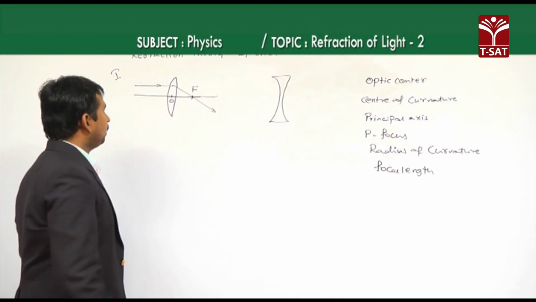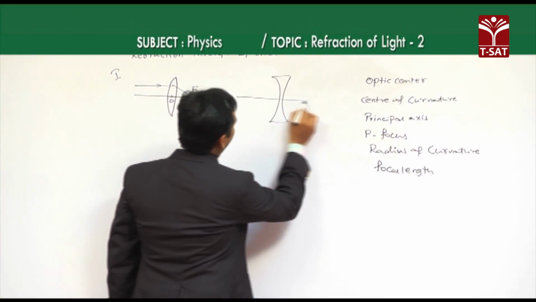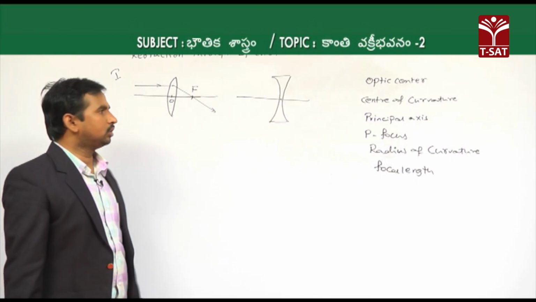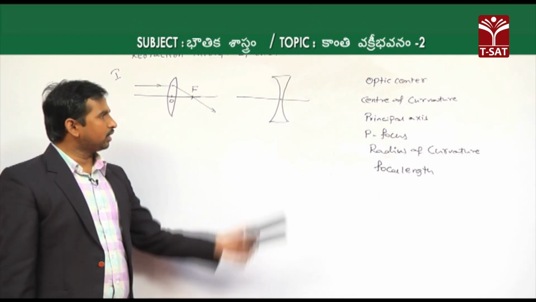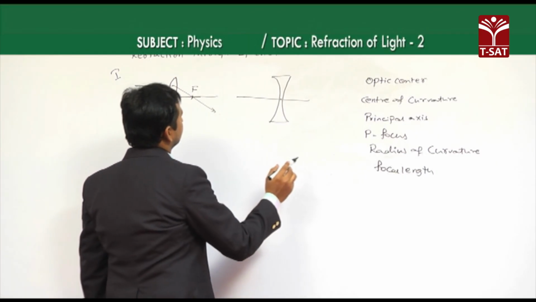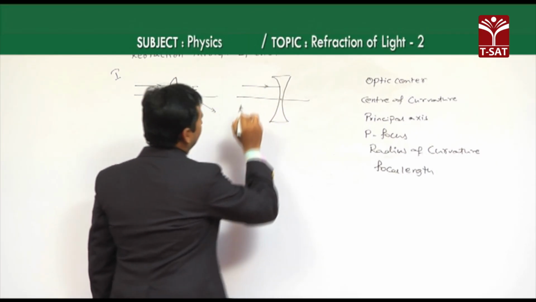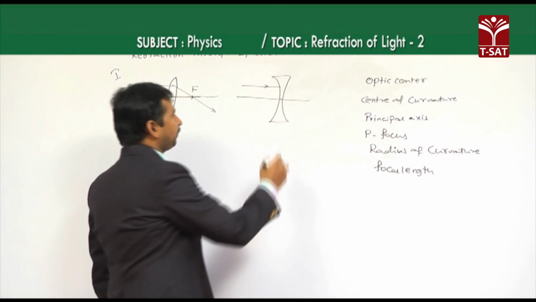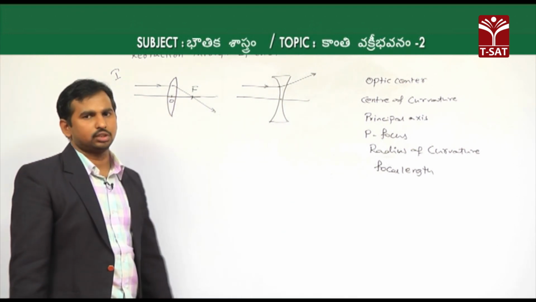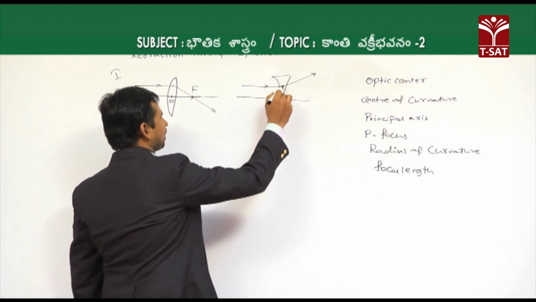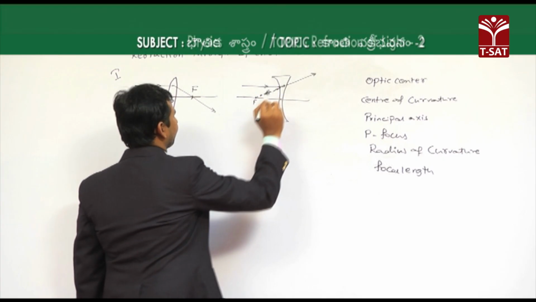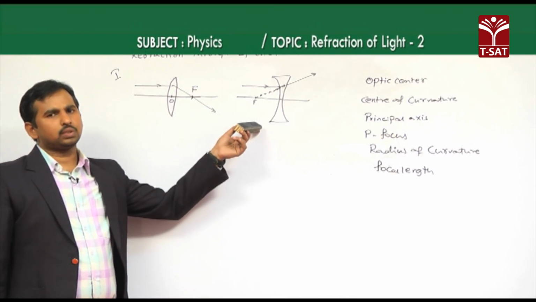In the same way, take the light ray passing through the case of a concave lens, and again this is the principal axis. The problem with this concave lens is that it has a virtual focus. So the light ray which is passing parallel to the principal axis, after refraction, deviates away, like this, it diverges. But it appears that the light ray is coming from a point, this point, like this. This is the virtual focus we have.